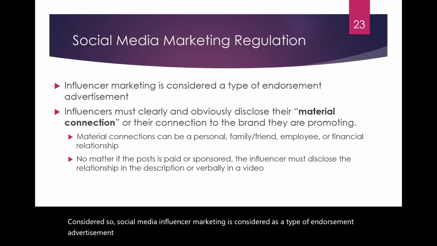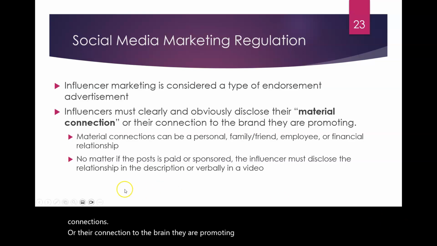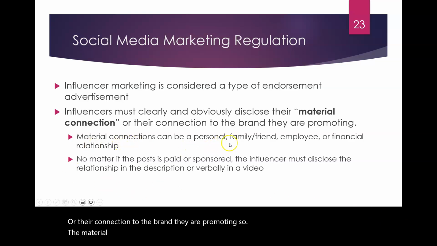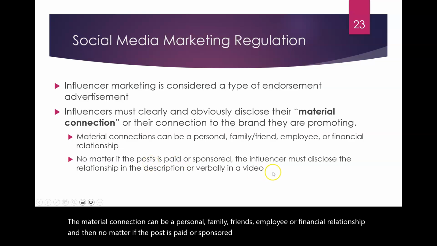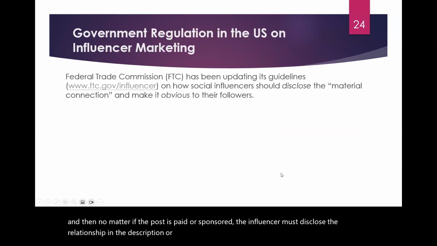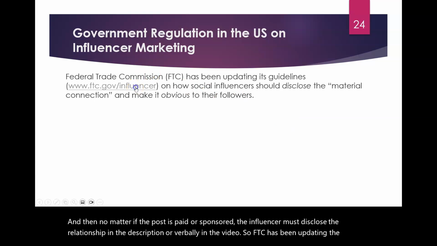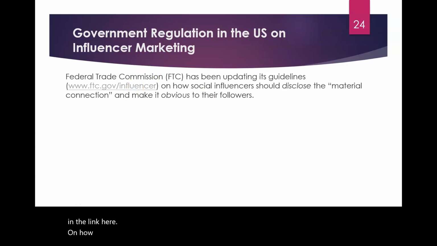And the influencer must clearly and obviously disclose their material connection to the brand they are promoting. So the material connection can be a personal, family, friends, employee, or financial relationship. And no matter if the post is paid or sponsored, the influencer must disclose the relationship in the description or verbally in the video. So the FTC has been updating its guidelines, in the link here, on how social influencers should disclose the material connections and make it obvious to their followers.